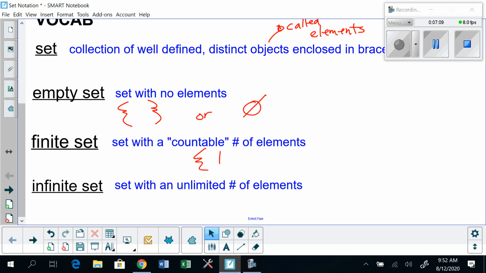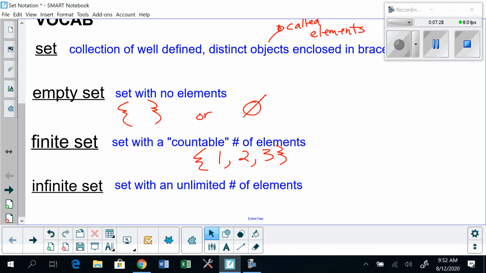And I could write that set out. That set would be 1, 2, and 3. Those are the whole numbers or integers that are greater than 0 and less than 4. There's 3 answers, there's 3 elements in that set. Now, an infinite set is a set with an unlimited number of elements.